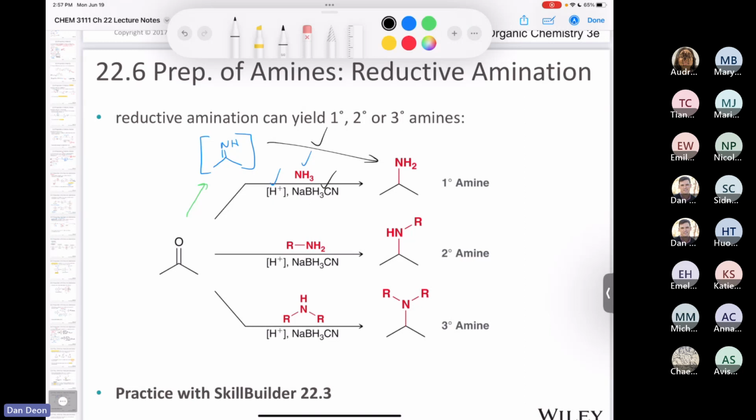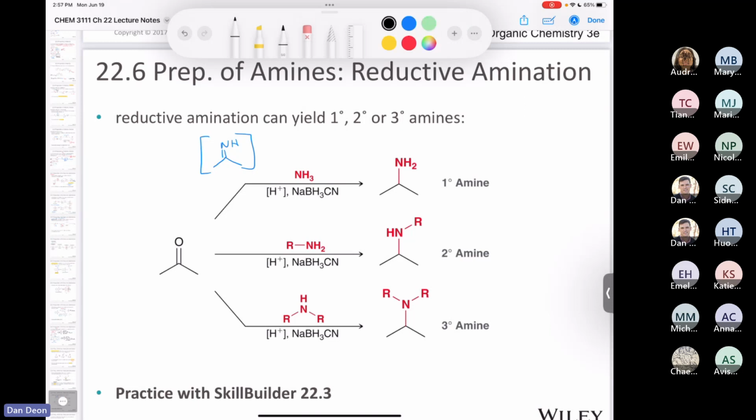Give me a thumbs up if that makes some sense to you, reductive amination. Everybody with me on that? It's a very, very important reaction. Okay, I'm just going to erase some of these stars here so it's not confusing. Thanks, Audrey.